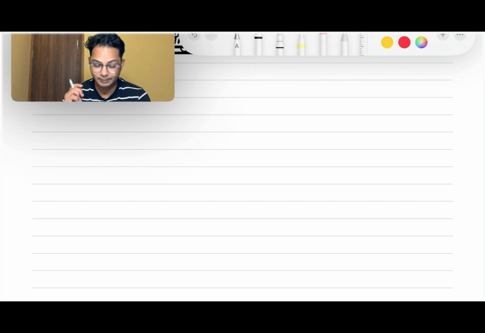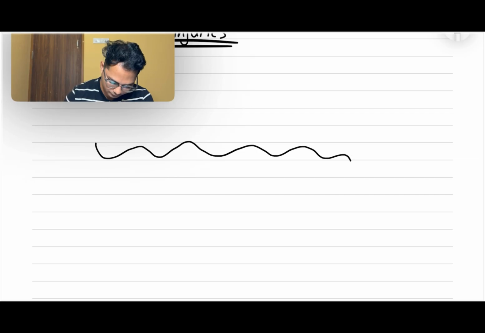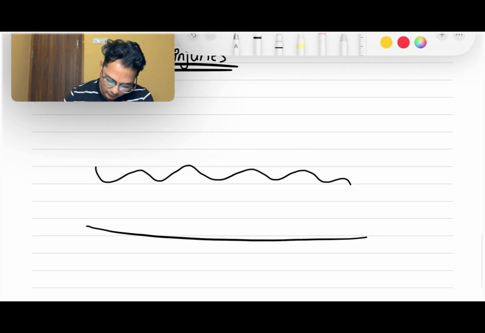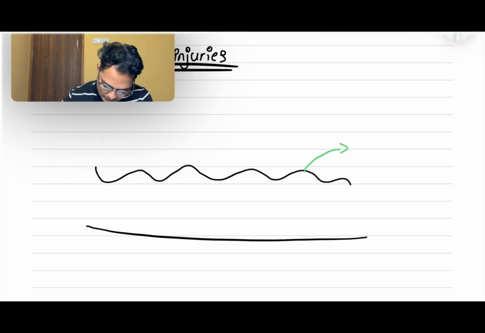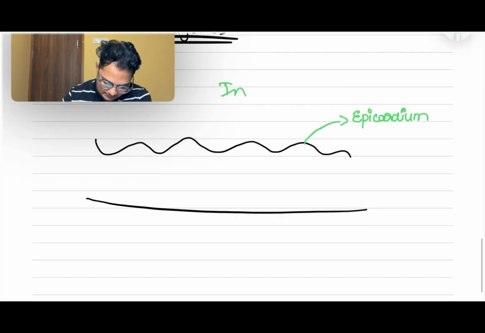Okay, but we are going to study a little more in detail about these layers. So just keep an eye on the screen. I'm going to draw one by one. So I'm going to explain you one by one. Let me label this one. This is called as epicardium.